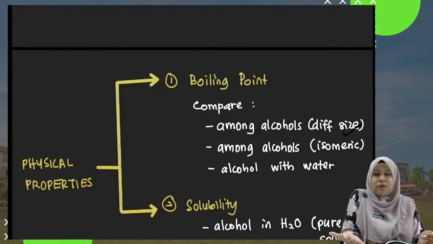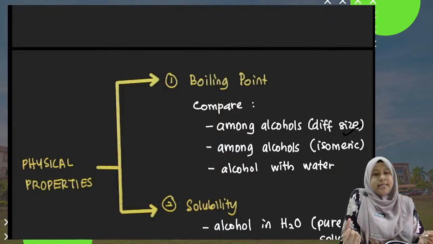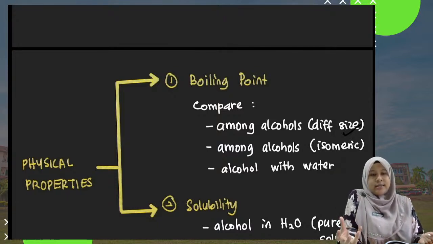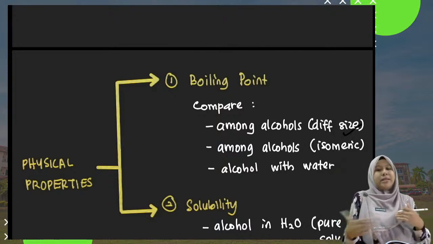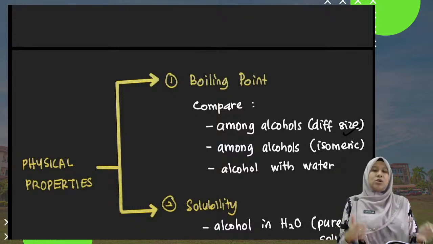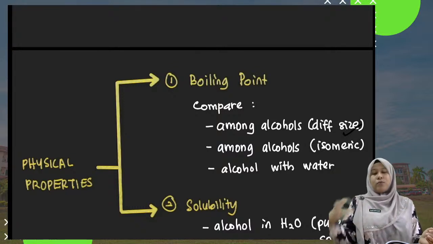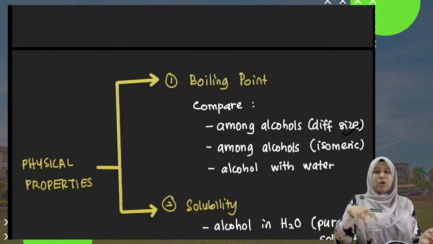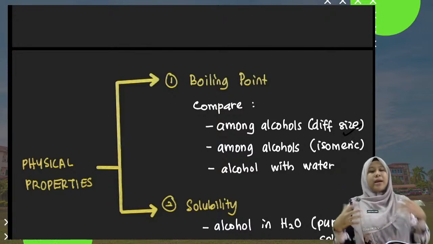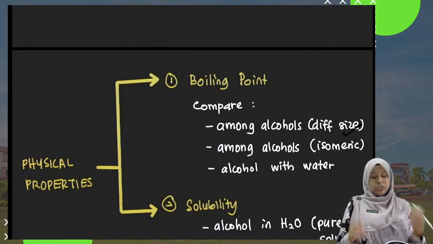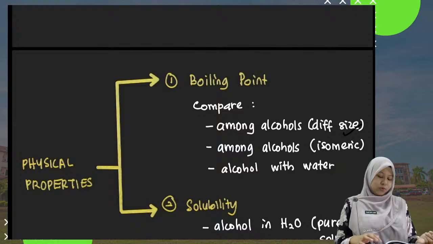And the second physical property that we will discuss is solubility. So for solubility we discuss alcohol in water. We know that alcohol has OH as its functional group. So the OH itself can form hydrogen bonds between its molecules. Okay, the same goes when we put alcohol in water. Water is a polar solvent, so alcohol also binds with water molecules and forms hydrogen bonds with water molecules.